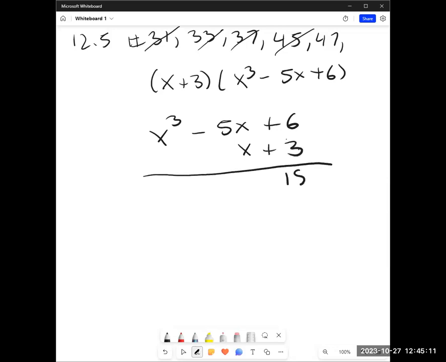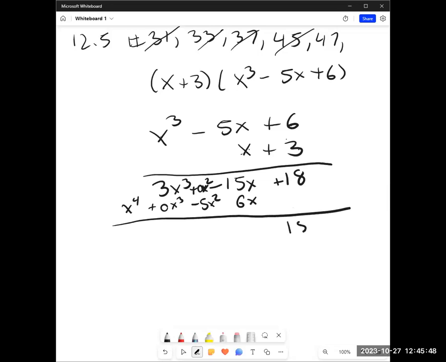3 times 6 is 18. That's a positive 18. 3 times negative 5x is a negative 15x. 3 times x cubed is a positive 3x cubed. I'm leaving some space in case there's an x squared term here. So there's a 0x squared as a placeholder here. X times 6 is a positive 6x. X times negative 5x is a negative 5x squared. X times x cubed is x to the 4th. There's a 0x cubed here.